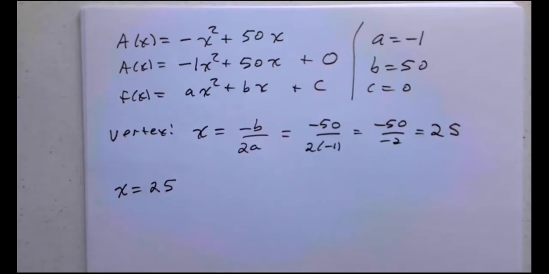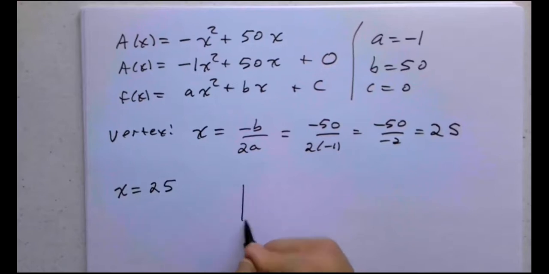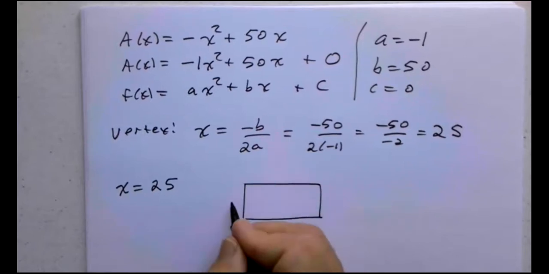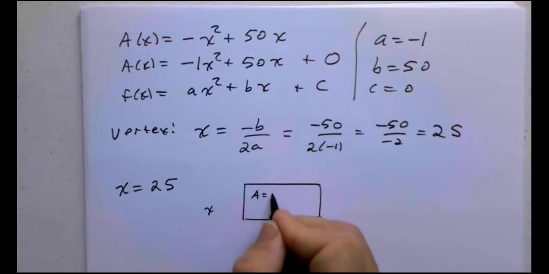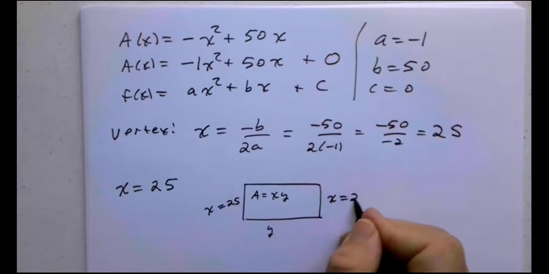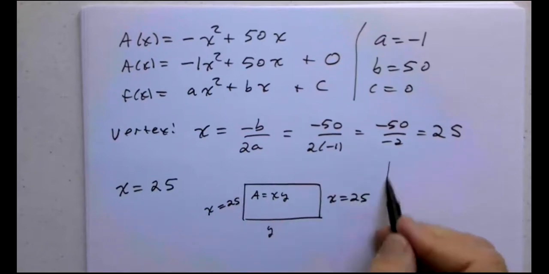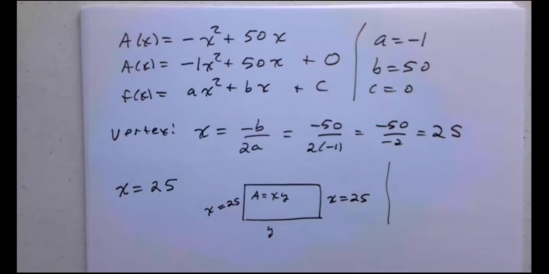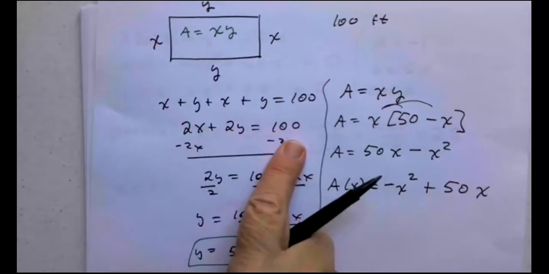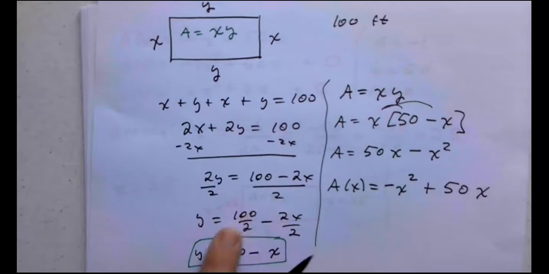Now, let's remember what our situation was, right? We had drawn a rectangle like this, right? We said this was x and this was y, and area was x times y. So fine, x is 25 here, and x is also 25 on that side. But you'll also remember, what did we say on the previous page? We said y was 50 minus x. Again, because 2x plus 2y was 100, 2y was 100 minus 2x. Y, the length, was 50 minus x.